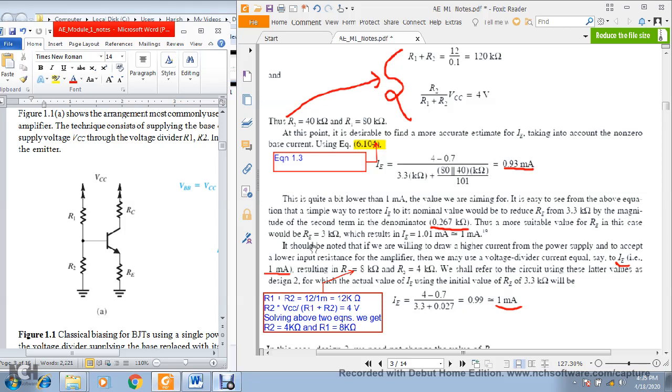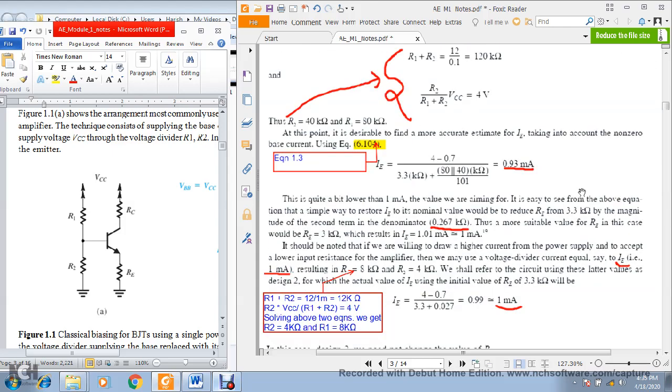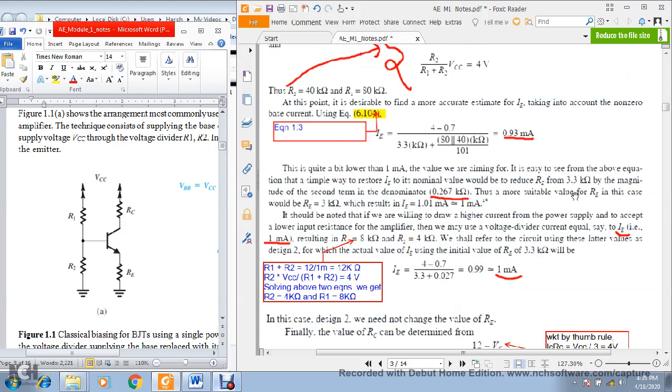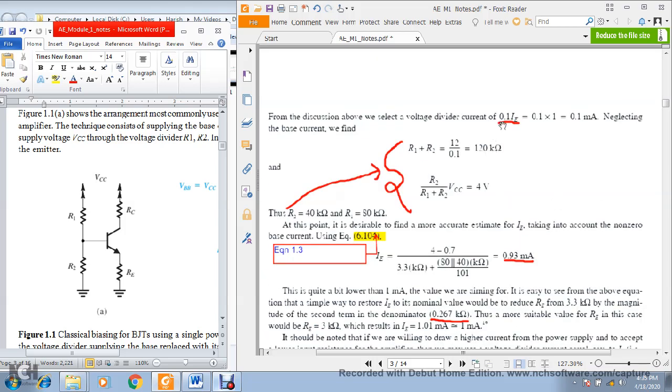So now you consider Re as 3 kilo ohm and you calculate this IE. So you get 1.01 milliamperes, approximately equal to 1 milliampere. So now it is proved. This IE value is 1 milliampere, and what is asked for is 1 milliampere. It is fine now. Now take design 2; here we considered voltage divider current as 0.1 IE.